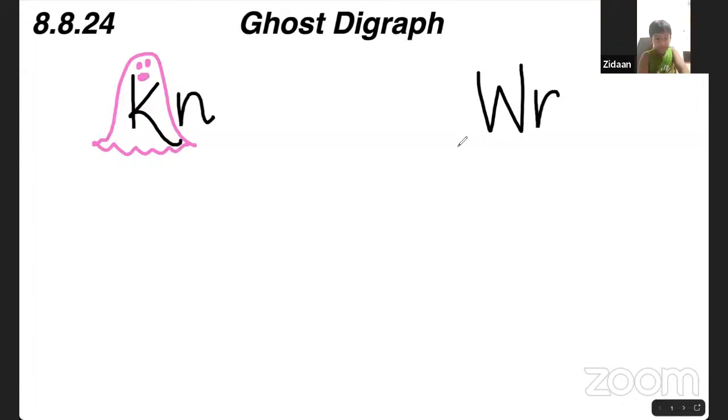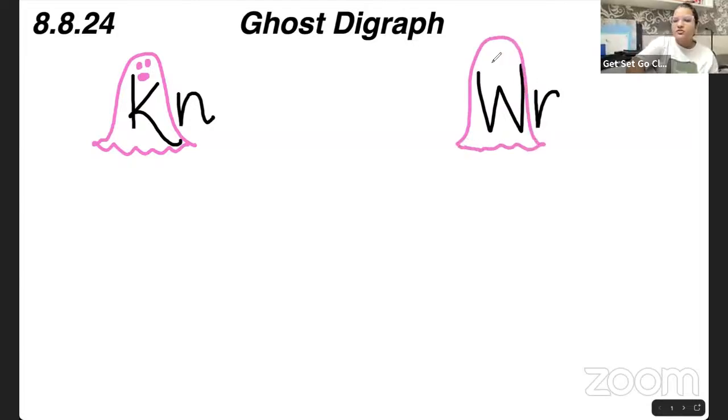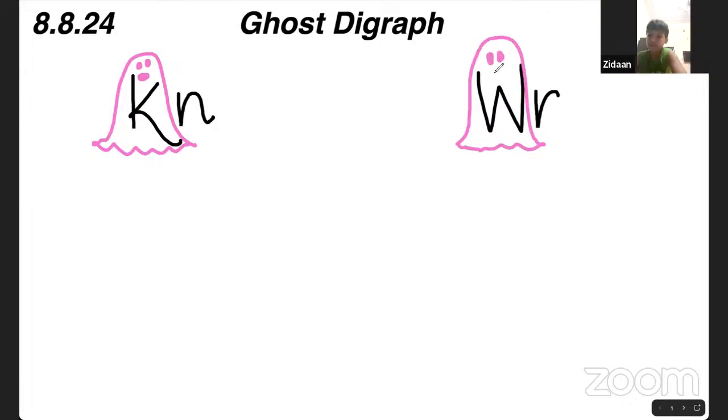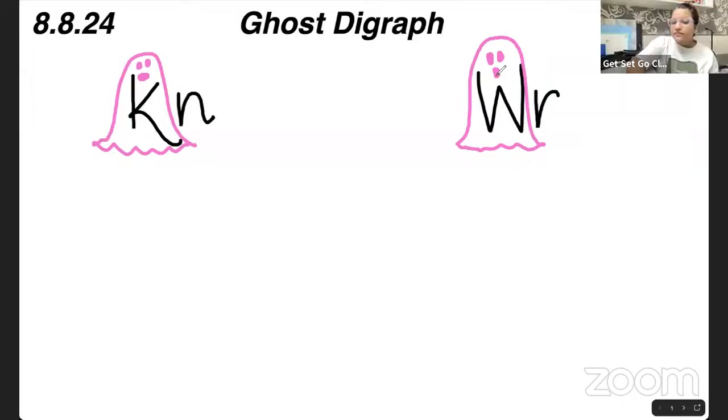We will write some more words, then I'll ask you one by one. Okay, first you do this. WR. W is silent. So W acts as a ghost. Shh. Ghosts are always silent. Okay. So that's why we call them ghost digraphs.